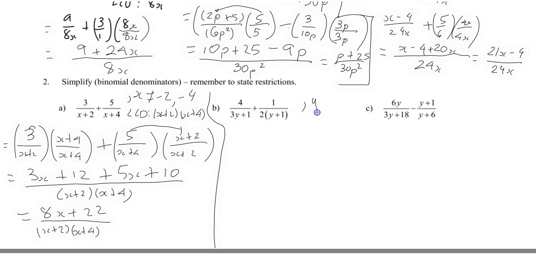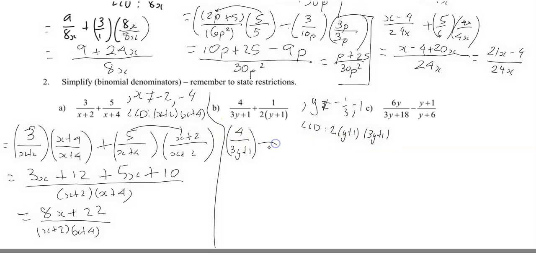Okay, so y does not equal -1/3 or -1. So 4 over 3y plus 1. Wait, we need the LCD. So for our LCD, look at what we've got here, right? We've got a 2. I like to look for numbers. We've got a y plus 1. And we've got a 3y plus 1. So our LCD is actually 3 terms, okay?